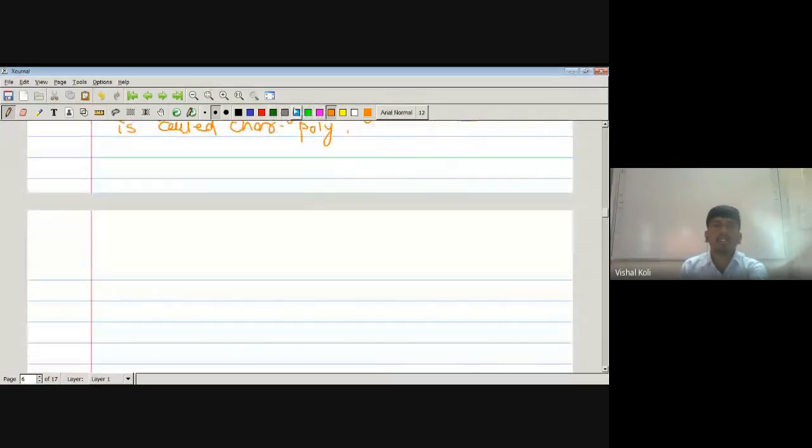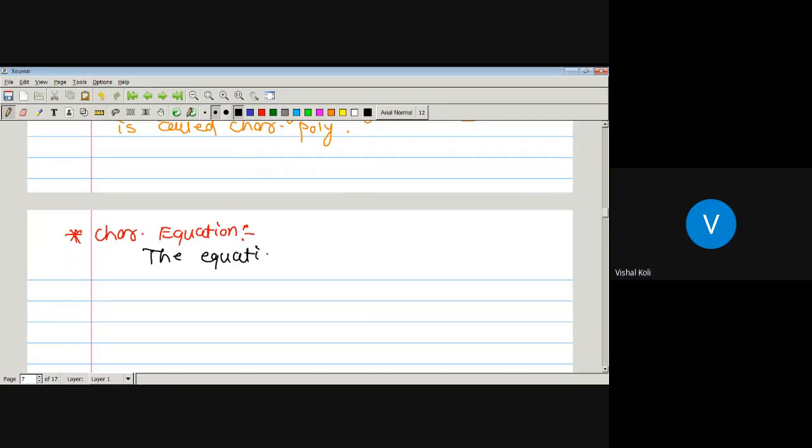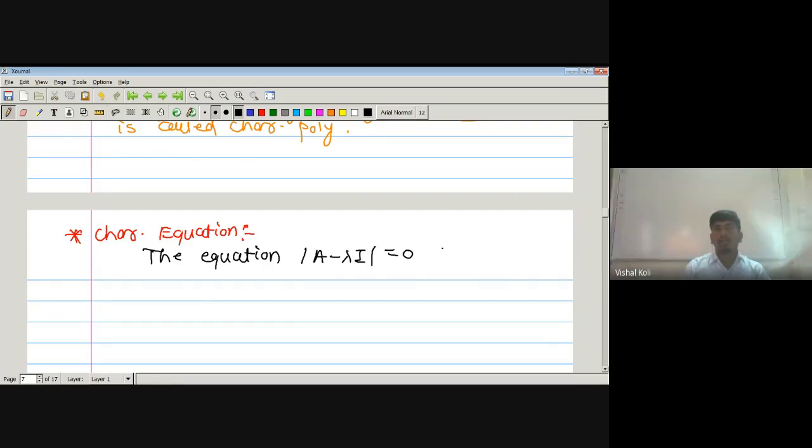Now we have to see what is a characteristic equation. The equation determinant of A minus lambda I equal to 0 is called the characteristic equation. That is, if we have a characteristic polynomial, determinant of A minus lambda I, we just have to equate it to 0, and the corresponding equation is the characteristic equation.